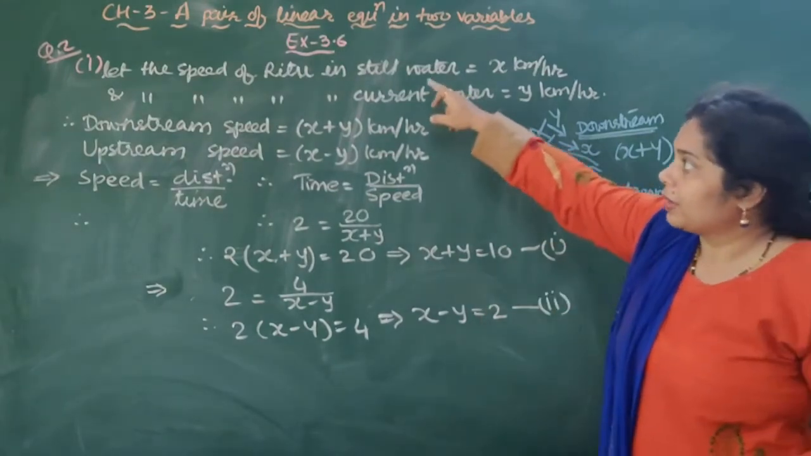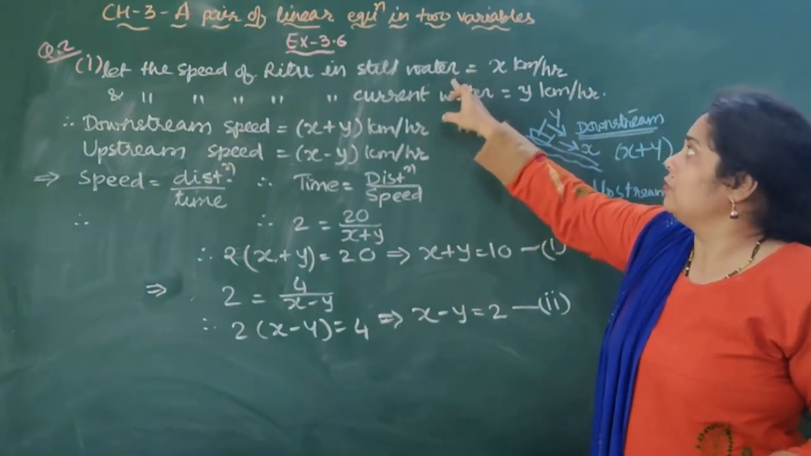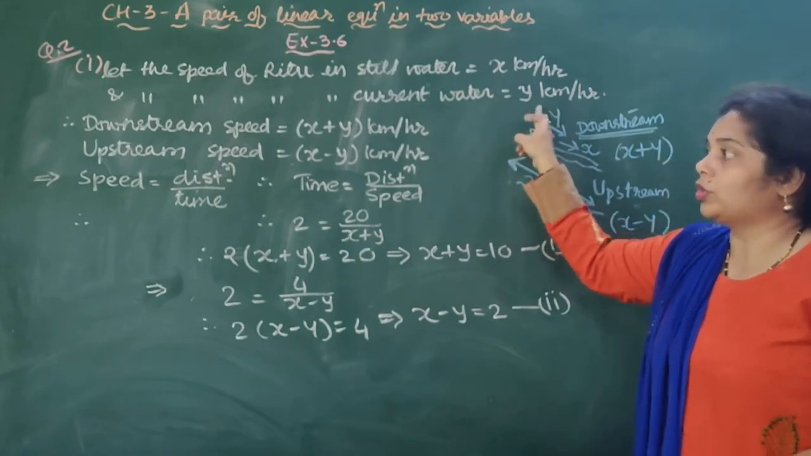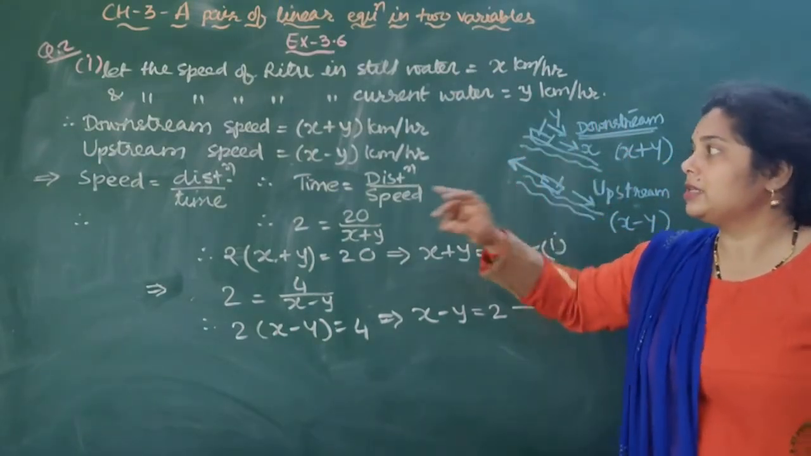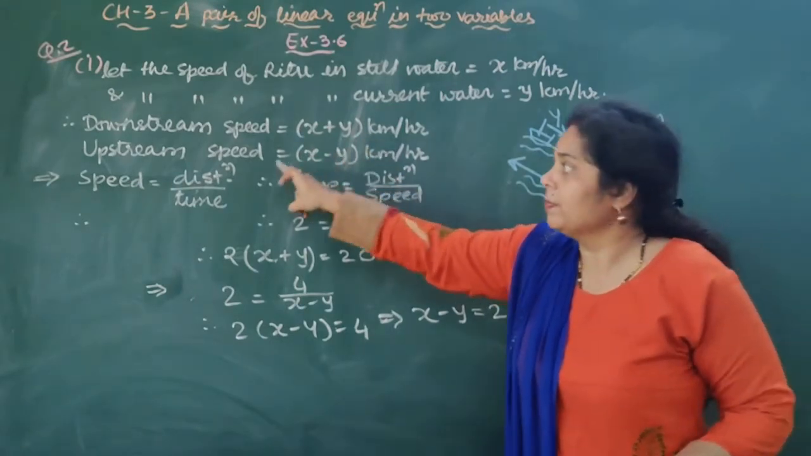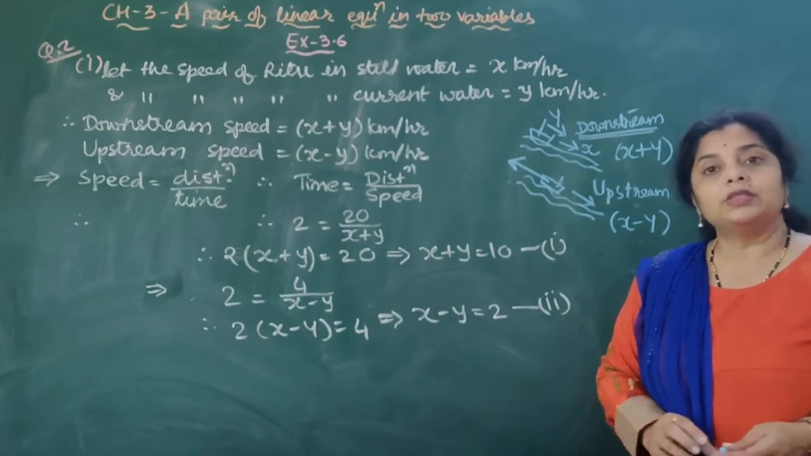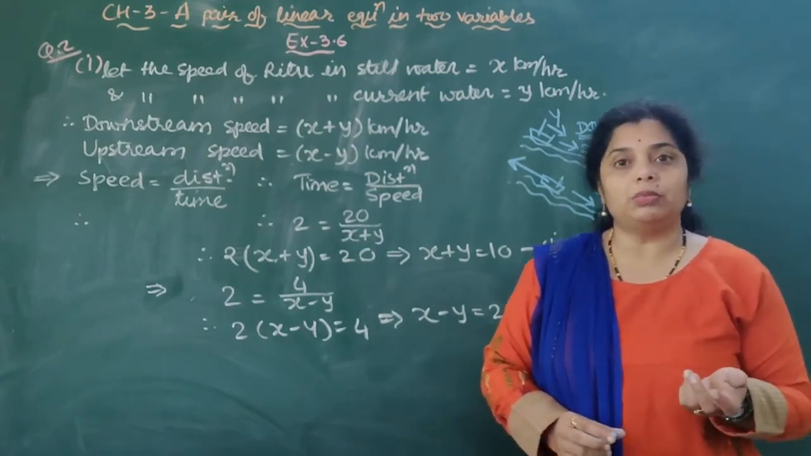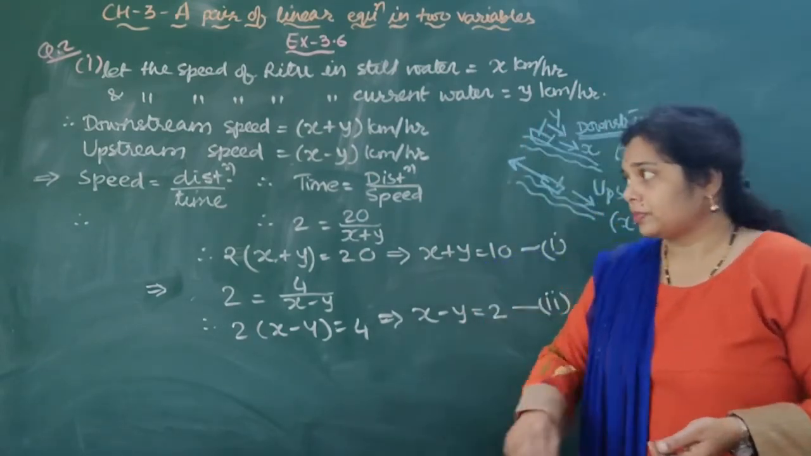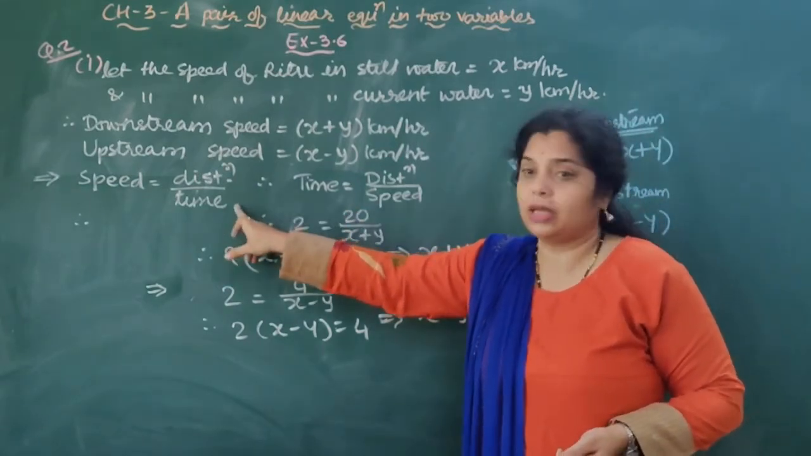So again, first of all, you have to do the supposition. Speed in still water is x, speed of the current is y. And as I just told you, the downstream speed is x plus y km per hour and the upstream speed is x minus y km per hour. As you know, what do you mean by speed? Speed is distance by time.